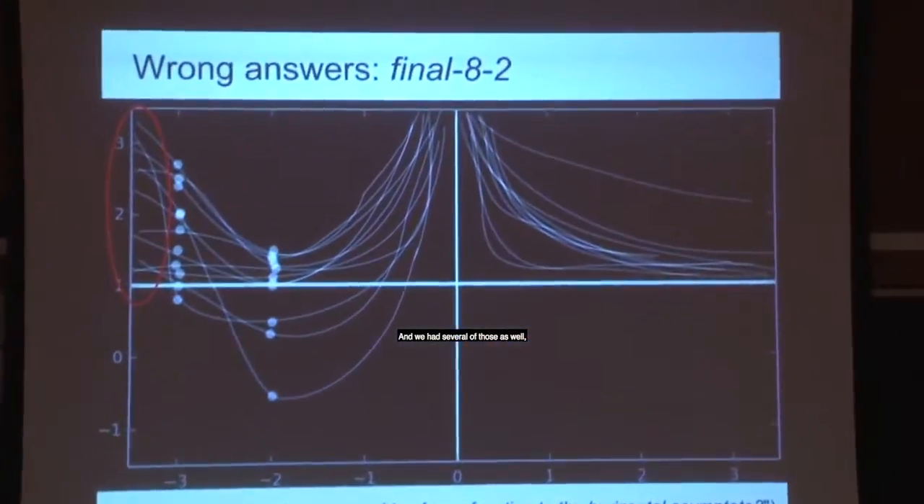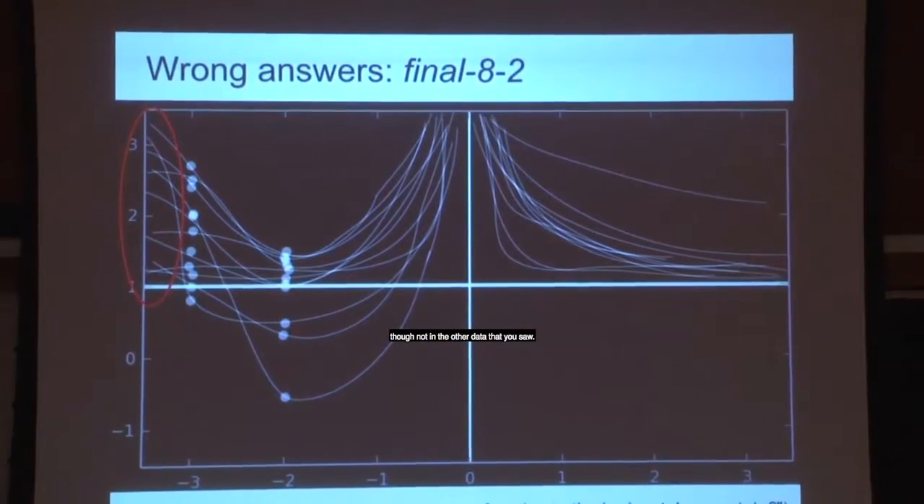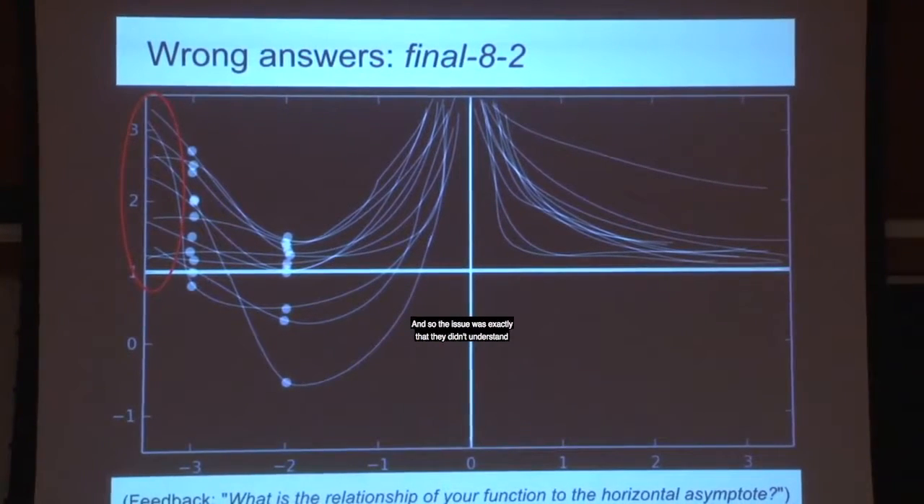Yeah. Actually, one of the final exam problems where they had the incorrect behavior of the asymptotes, let's just go back to it. This actually was a sketch this function problem. And we had several of those as well, though not in the other data that you saw. And so the issue was exactly that they didn't understand the behavior as it went towards negative infinity.